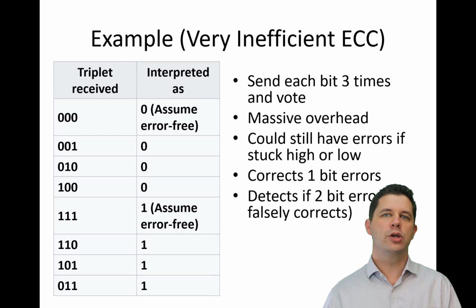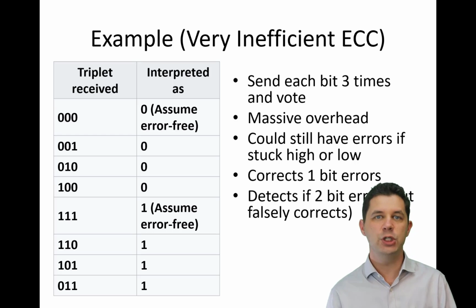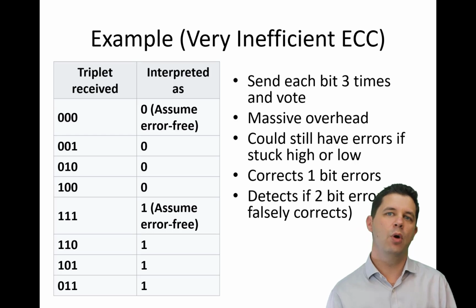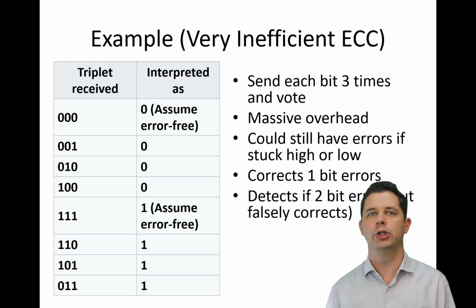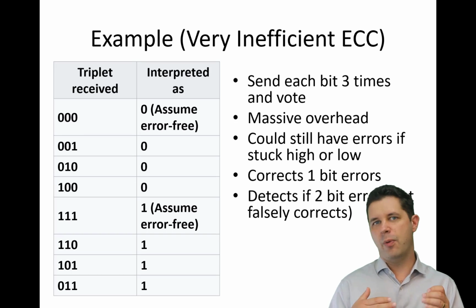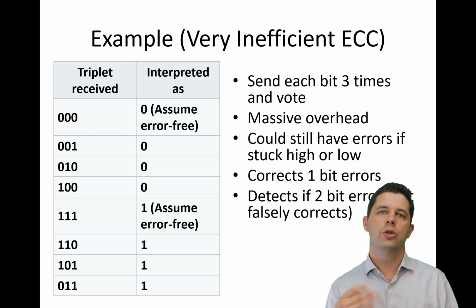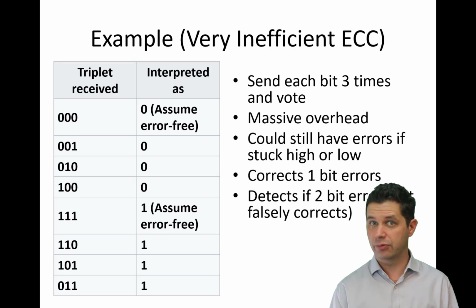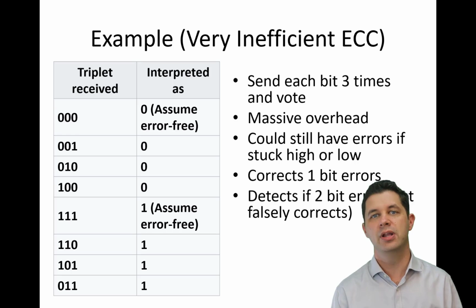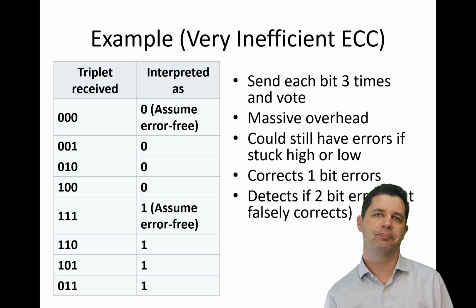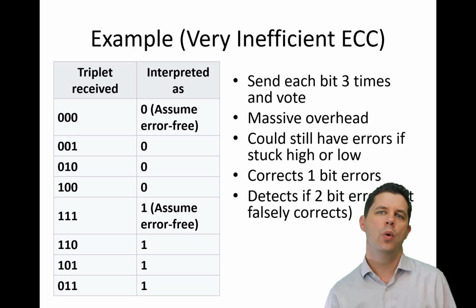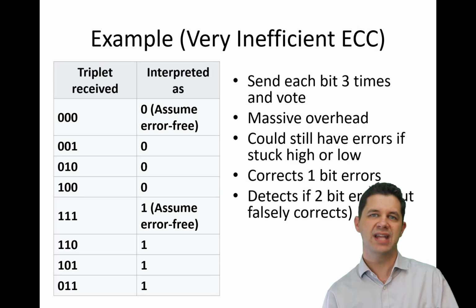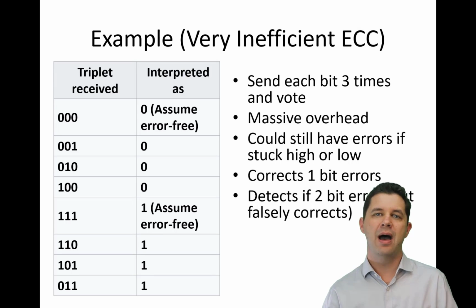Well, first off, let's look at a really inefficient version of an error correcting code. This inefficient version basically uses TMR, triple modular redundancy, by time. So we send the same bit 3 times and vote. So this is massive overhead. For every data bit we're sending, we send it 3 times. So we're sending 3 times more information than we necessarily need to send. Having said that though, we could still have some errors. For example, if it's all stuck high or all stuck low, we're in trouble.